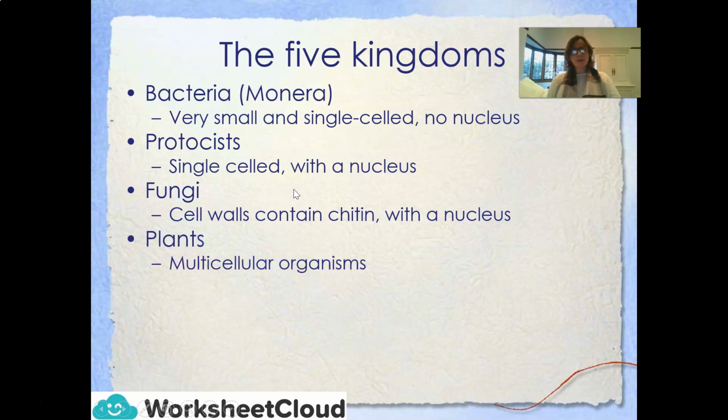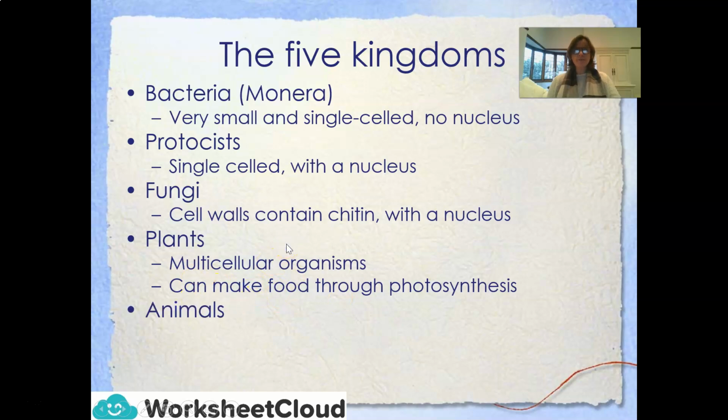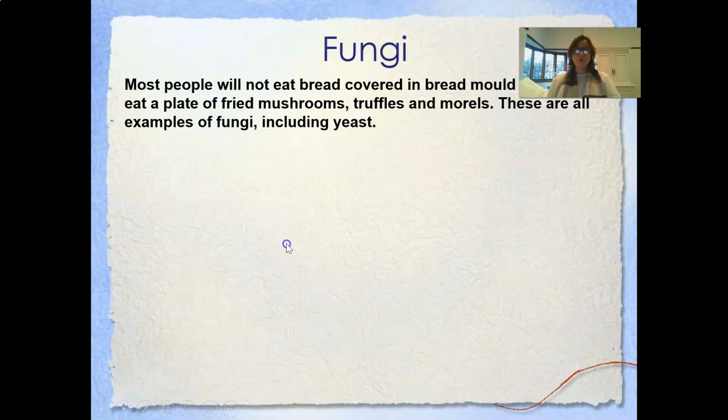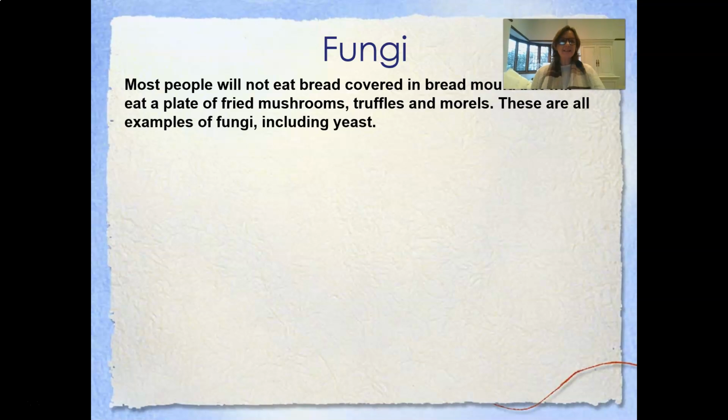Then we look at plants. They are multicellular organisms that can make their own food through photosynthesis. So the scientific word for that is they are autotrophs. And animals, they are also multicellular and they have to obtain their food from other organisms, and they are called heterotrophs. Right, let's take a little look at fungi.